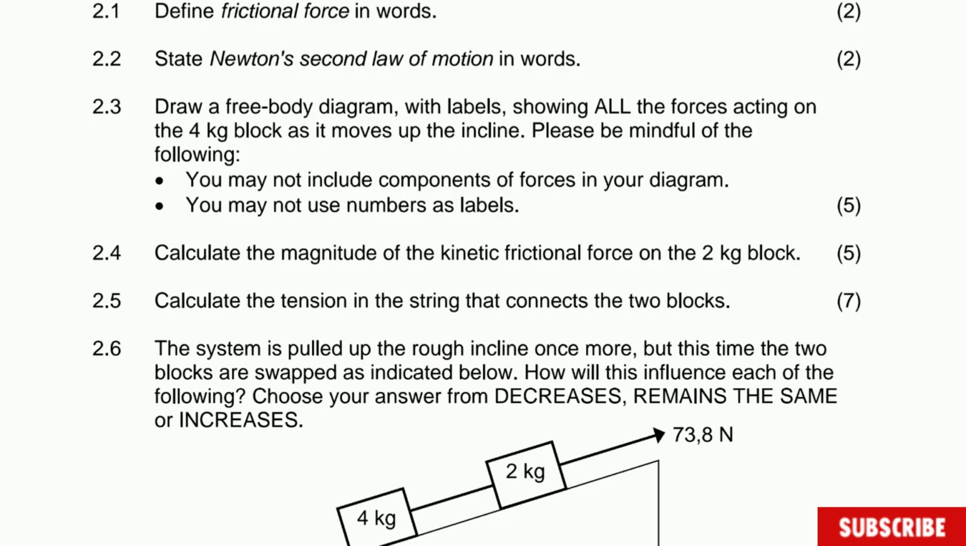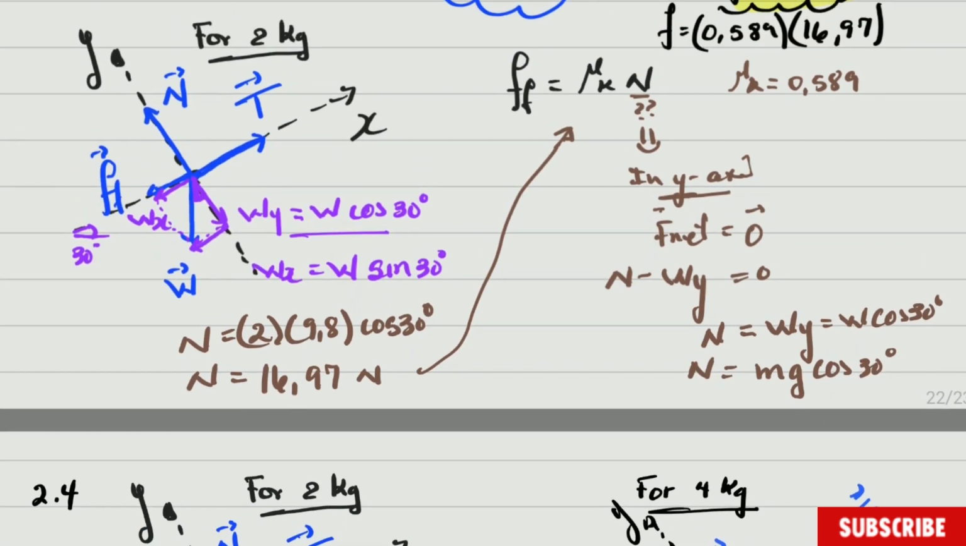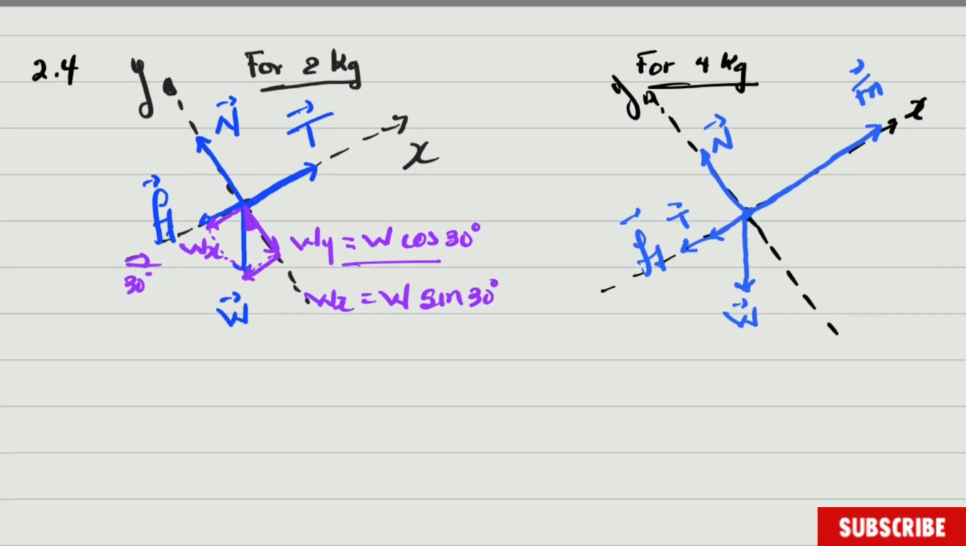The next question is question 2.5, and they say calculate the tension in the string that connects the two blocks. Now for this one we have to work simultaneously. So for this one we want to work separately for both objects. The free body diagram for the 2 kilogram block was done previously here, so I just copy and paste it there. And the free body diagram for the 4 kilogram block, we're just going to do it. Everything is there except for the component. I'm going to project here, and then we have here in the y-axis weight in y.